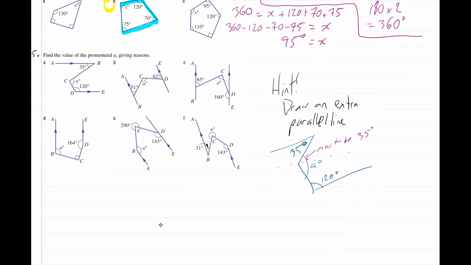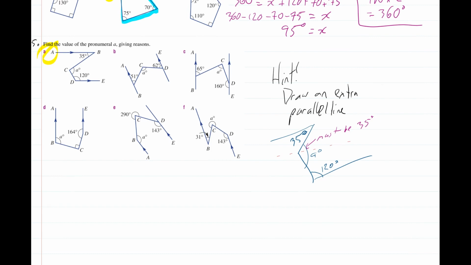Okay, last one. Let's have a look. I'm going to do the first one, actually. And this one here looks really weird. It's a collection of lines, and I can't see a shape. What's going on? We need to find out what A is.